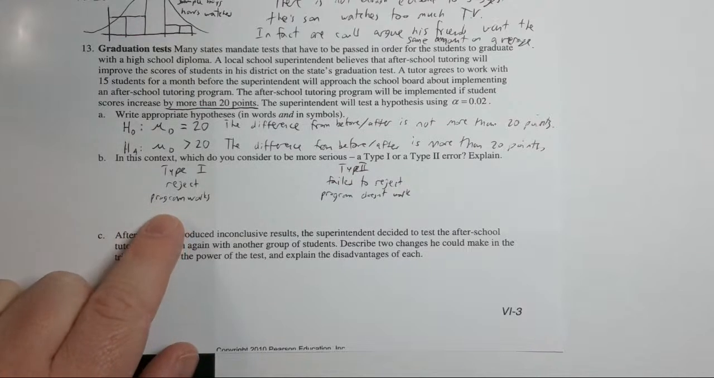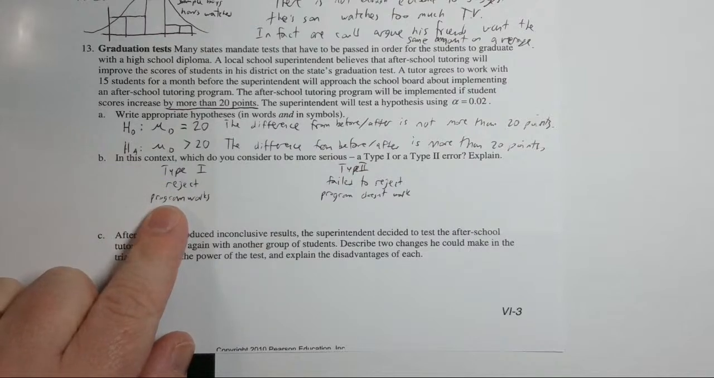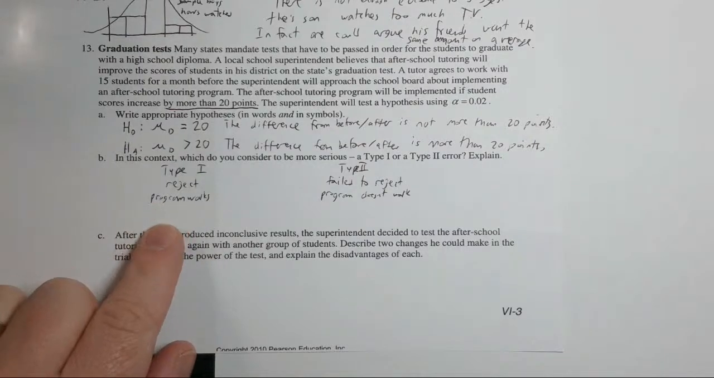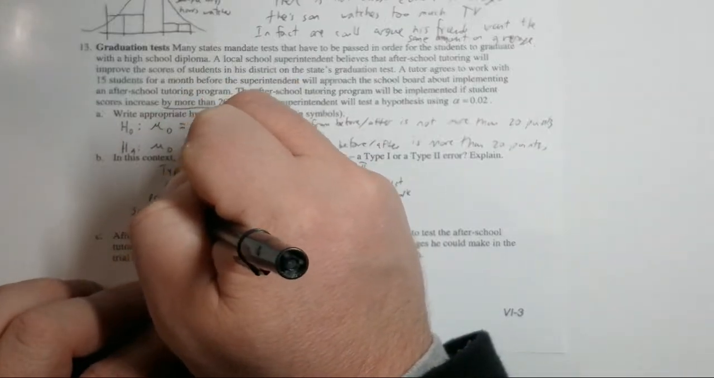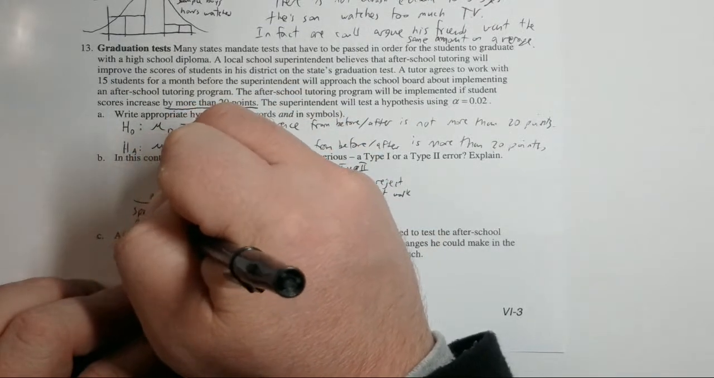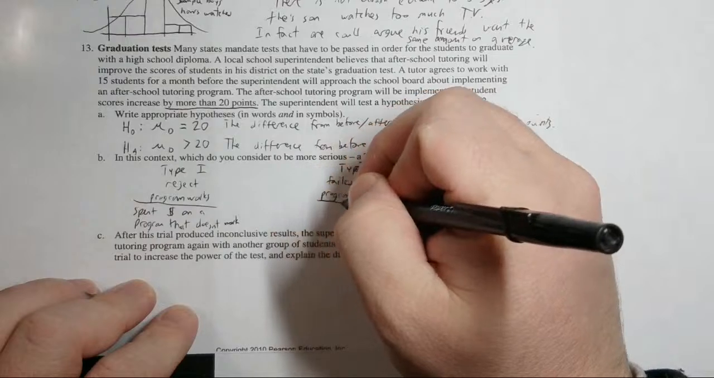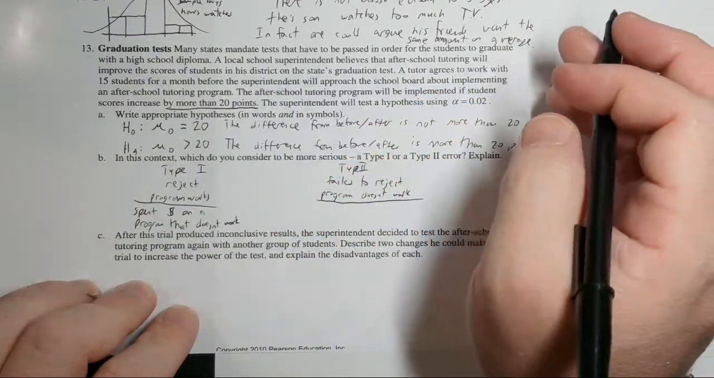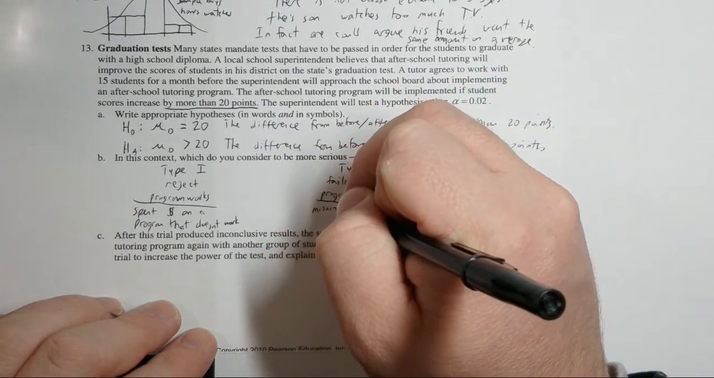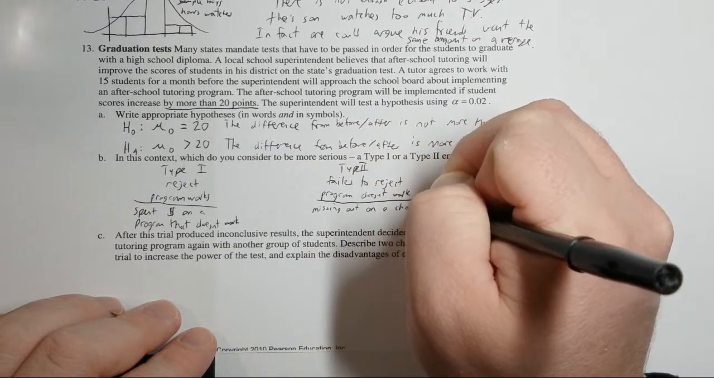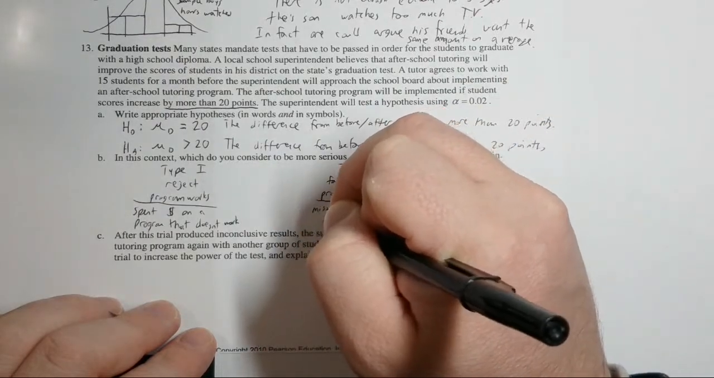If you believe that the program works, that means that you're going to be spending money on getting people to do after-school tutoring. They're going to give up their time. Whoever's doing it is going to get paid. The students are going to go through all of this work. But if you made a mistake, in reality you're going to have spent money on a program that doesn't work. Whereas if you believe the program doesn't work when it actually does, you're going to be missing out on a chance to improve student scores.